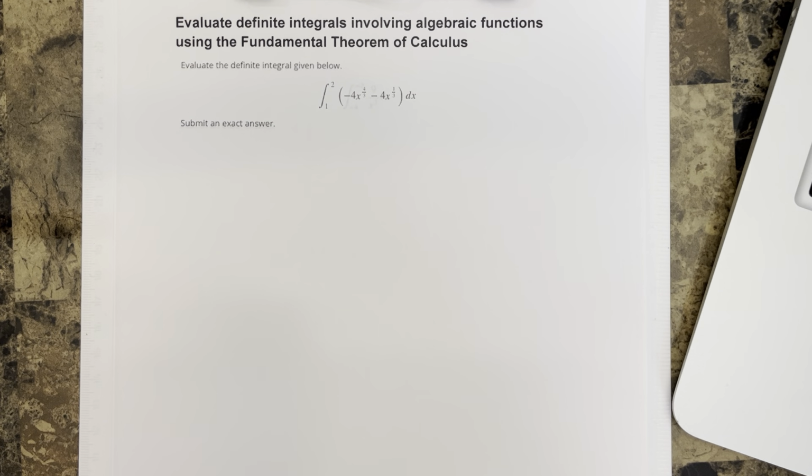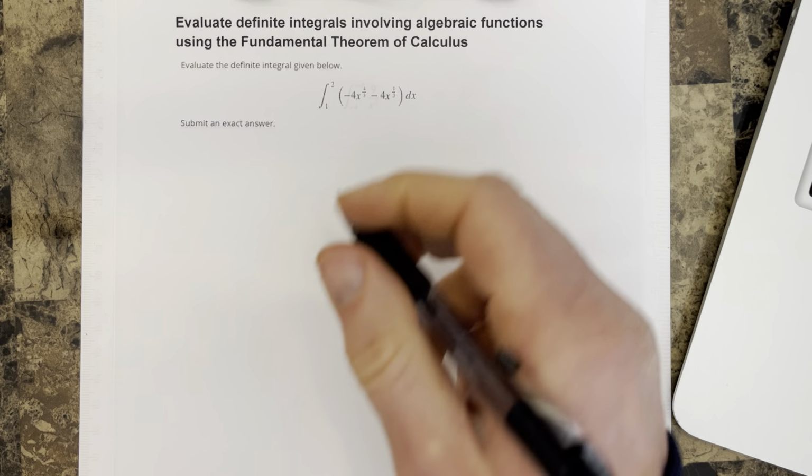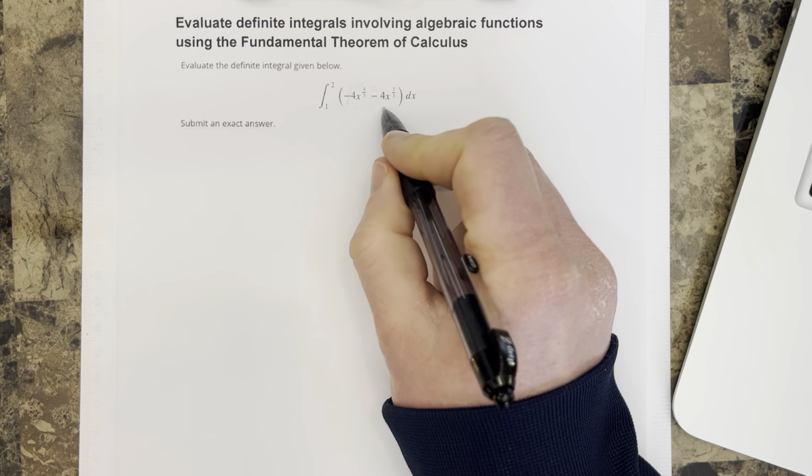In this video, we're going to evaluate definite integrals involving algebraic functions using the Fundamental Theorem of Calculus. It says evaluate the definite integral given below. They give you an integral from 1 to 2 for negative 4x to the 4/3 minus 4x to the 1/3 dx. So we want to find the antiderivative for this function.